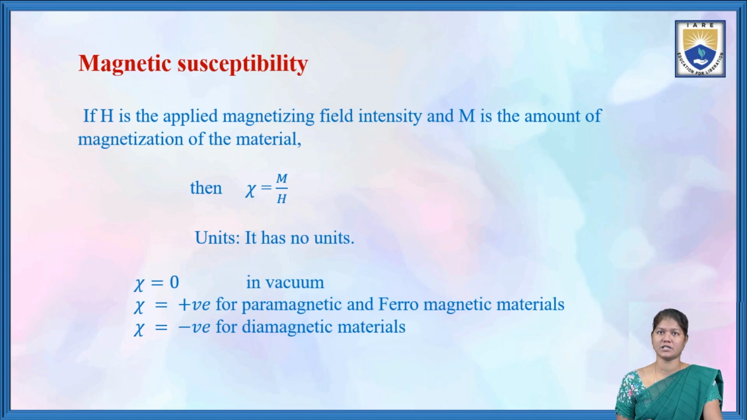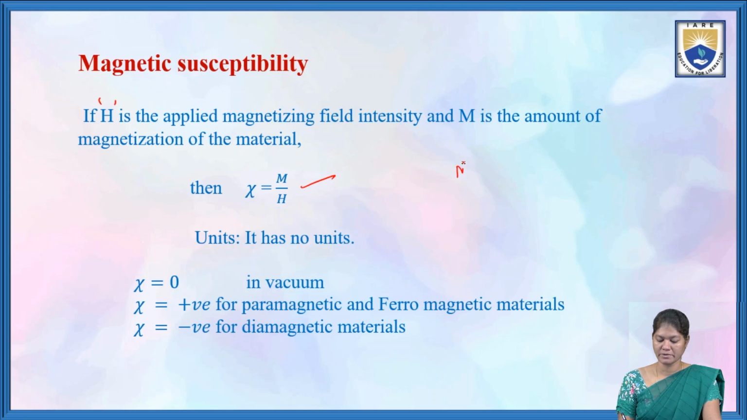Magnetic susceptibility. If H is the applied magnetizing field intensity and M is the amount of magnetization of the material, then susceptibility can be defined as the ratio of magnetization divided by magnetic field strength.